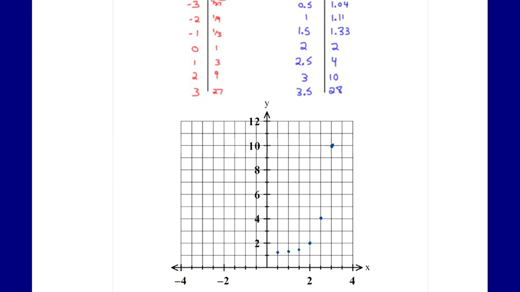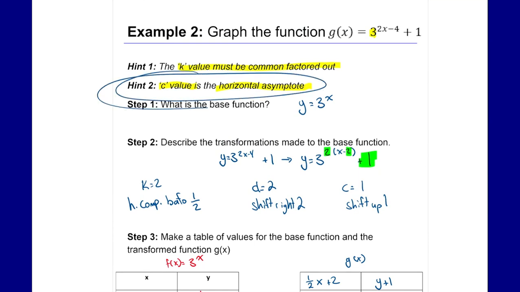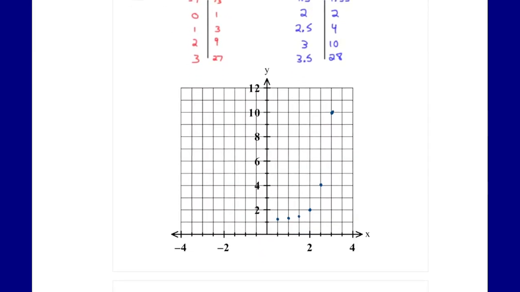If we scroll back up, it did say that our c value is the horizontal asymptote. So if I look, our c value is +1. So I should have a horizontal line coming across here at y = 1. This is my asymptote. So this tells me that's the line that it's approaching. When I graph it, it's never going to touch that line. It's going to get very, very close to it, but it's not going to quite touch. And that's my transformed function.